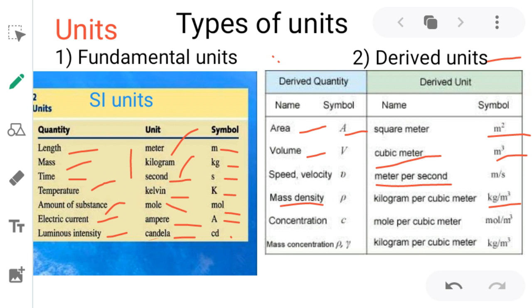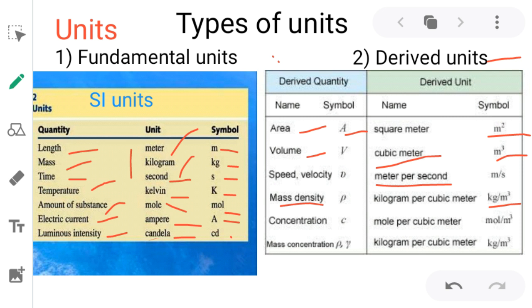In the derived units there are derived quantities: area, volume, speed, velocity, mass density, concentration, mass concentration. These are all derived units. You should know why they are derived units, because their units have two or more fundamental units.